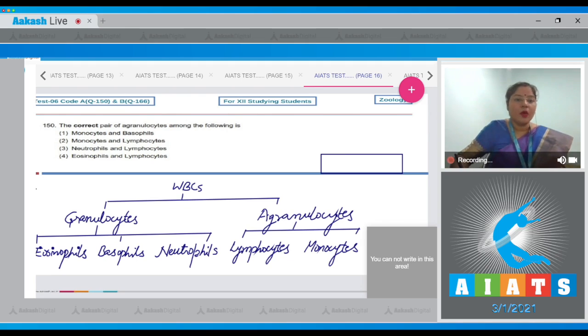So we have to find out agranulocytes among the given options, which is given in option number 2. So the correct answer to this question is option 2. Let's proceed to the next question.